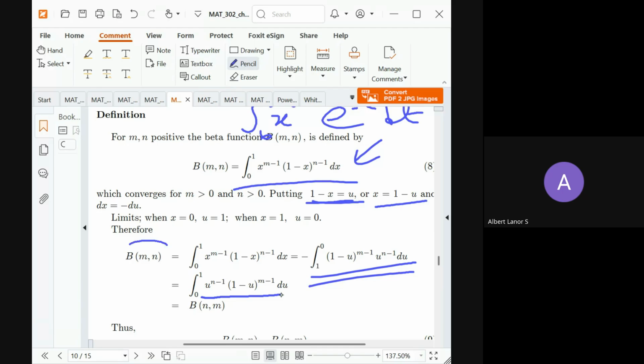So we started from B(m, n). Now we have obtained B(n, m), because now our first order is n, and then the second one is m. Remember that the order is very important, but we've just shown that the beta function of (m, n) is equal to the beta function of (n, m). Okay.